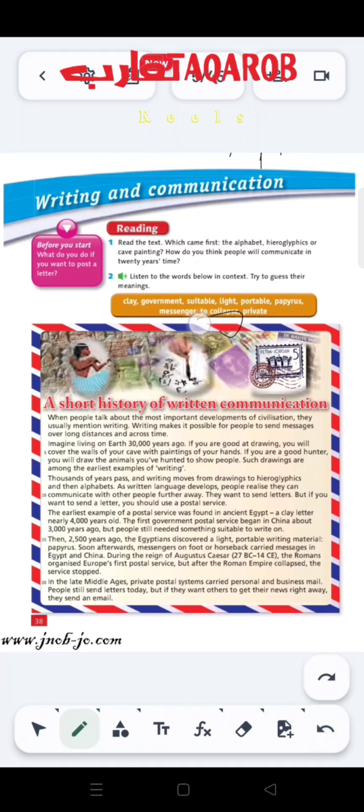Next, to collapse. To collapse is a verb and it means to fail suddenly and completely. For example, the country's economy collapsed and led to many problems.